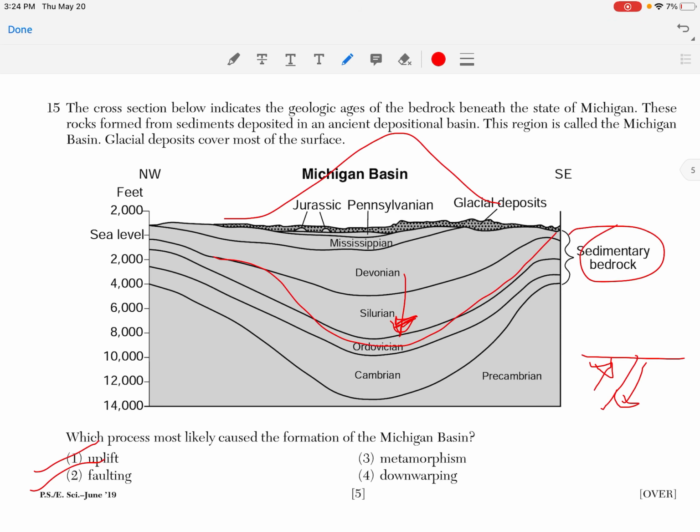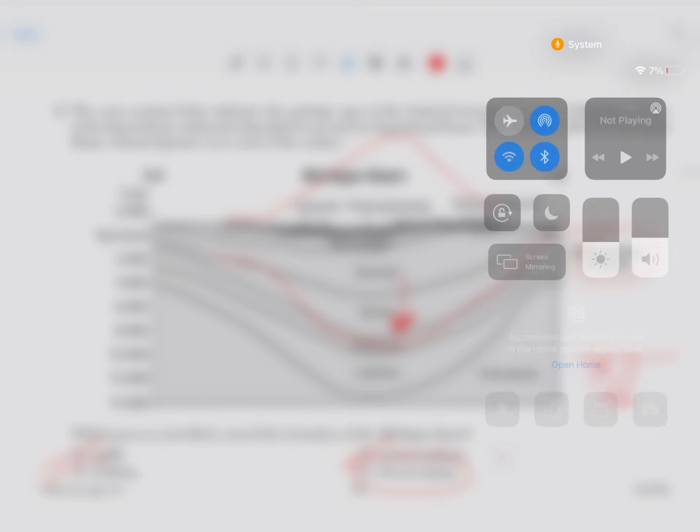There's no major pressure and heat going on in this diagram, and it doesn't really make sense to have metamorphism. So the answer is down warping. Now, the reason that was weird is because I never taught that. I don't think any other earth science teacher taught about down warping, but that's kind of the idea of this pushing downward of these sediments due to more and more piling up on top. And so you have this downward movement and that dipping down of this basin due to the pressure from above. Okay, so the answer to question number 15 was 4.